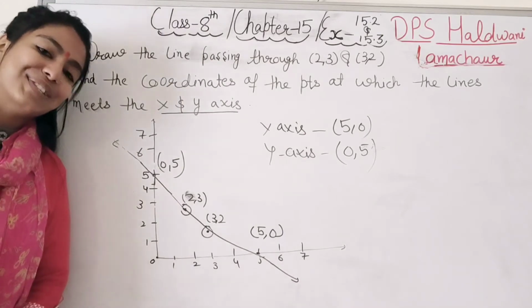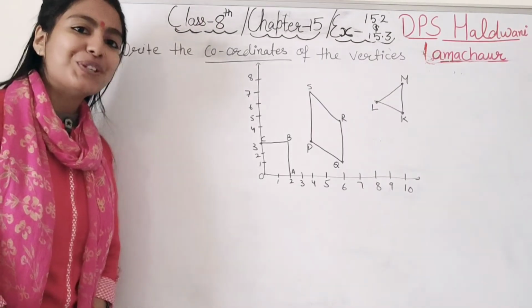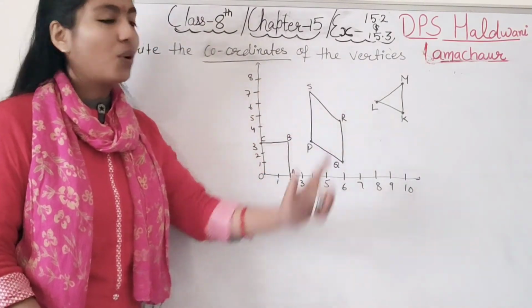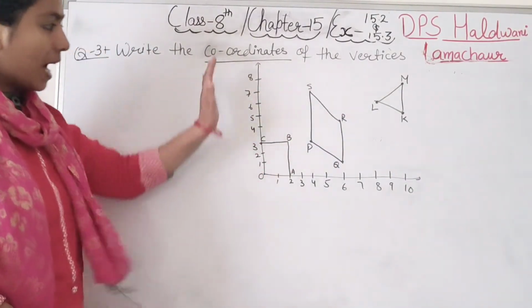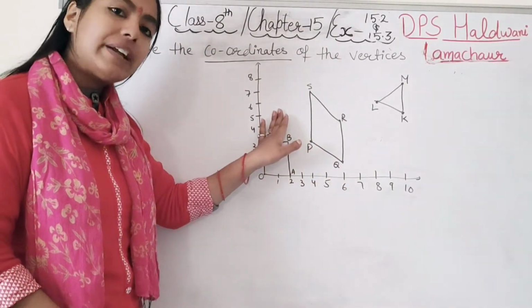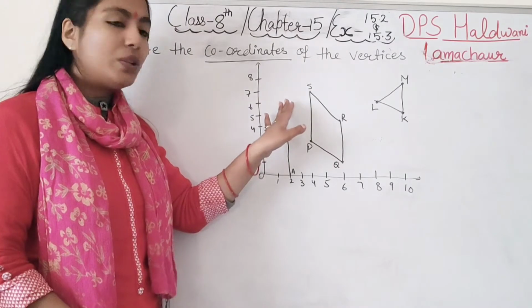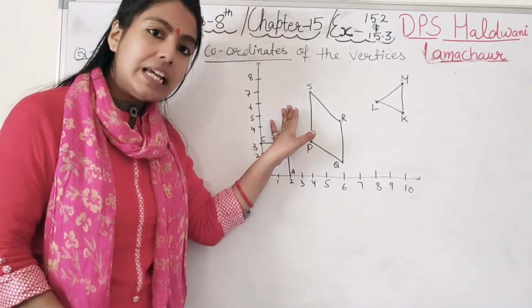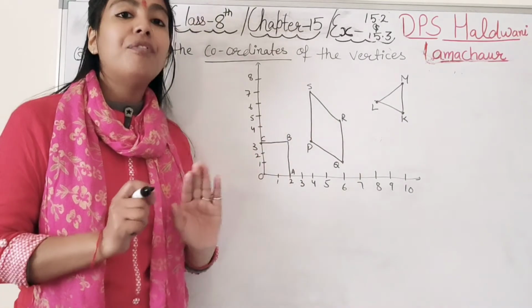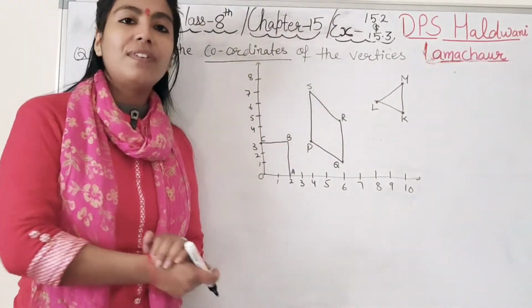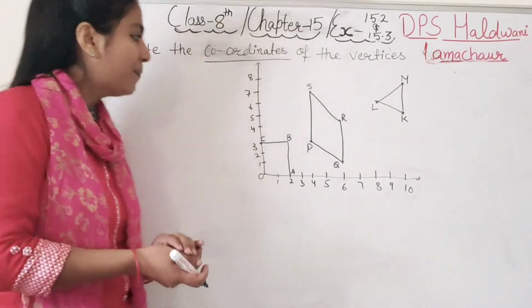Coming to our next question. Coming to our question number 3. Write the coordinates of the vertices for the following figure. Right, student? I have drawn this figure on a square sheet or a graph paper. Although it's not that clear from this, when you see it in your book, every point will be clear to you. So kindly open your book while solving this exercise. Right, student? So have a look.